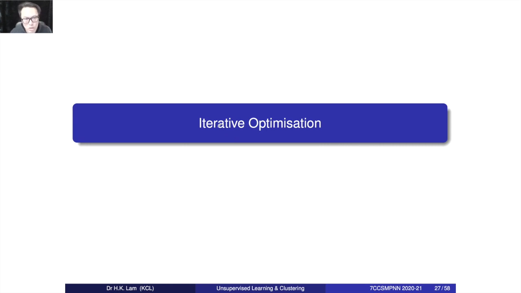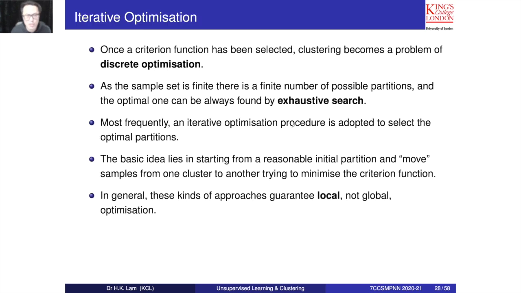And now we are going to talk about the iterative optimization. That is another version of the k-means clustering. In k-means clustering, we consider all the samples, and then according to the centers, we move the samples to the clusters according to the distance. But now we are going to talk about the iterative method. Each time we just move one sample.